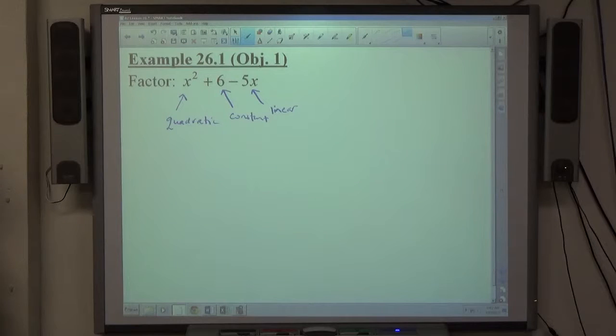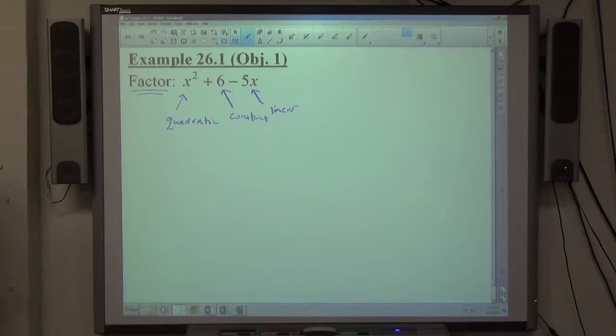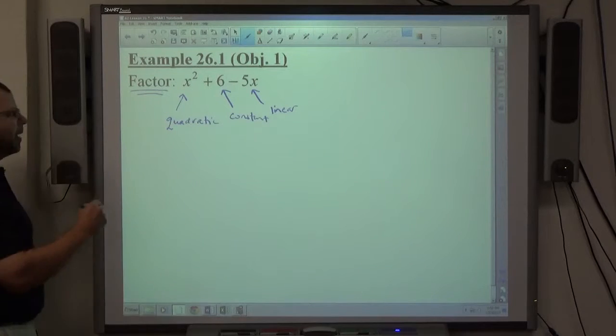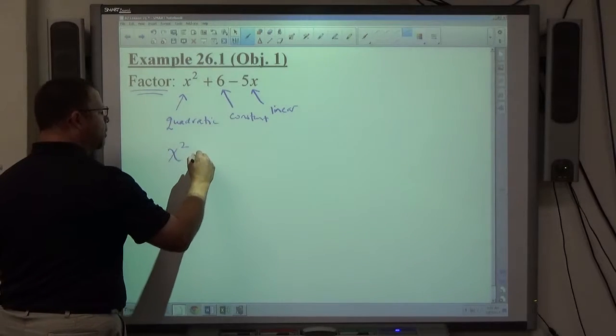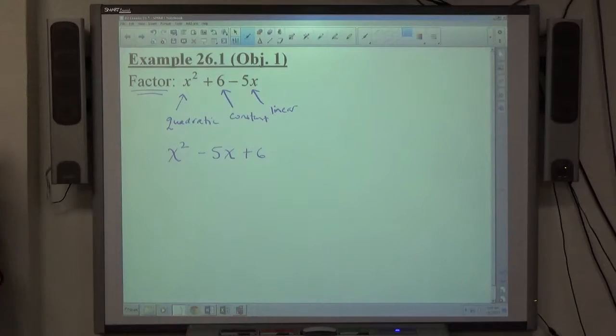And when you see a quadratic trinomial and your directions are to factor that trinomial, your first objective is to create descending order. That means that the quadratic term is followed by the linear term, which is followed by the constant. Always go with descending order when you're going to factor a trinomial. It's the best way to be.